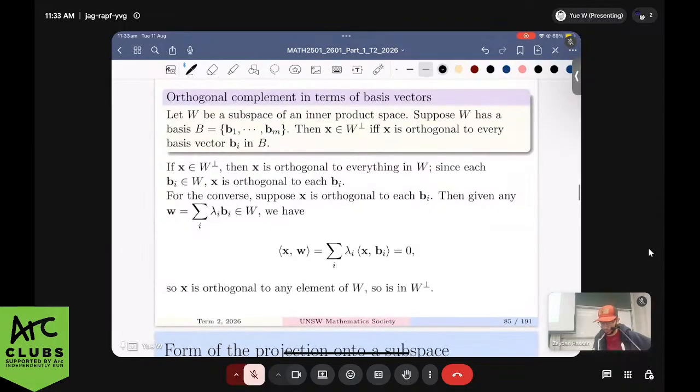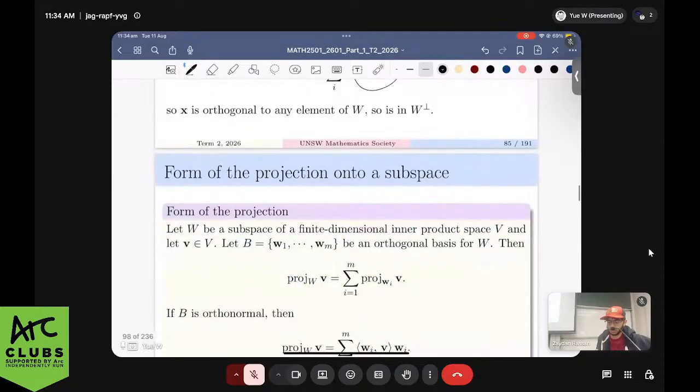So yeah, let's see the proof. To prove something's in W perp, we need to prove it's orthogonal to any W. Here we have a basis, so you can write any arbitrary W in terms of the basis. And then you apply this, you get the inner product of X with the sum of lambda i times bi. Sorry, this is meant to be lambda i bi. And then you take the sum out. And because X is orthogonal to each of the basis vectors, each of these terms is 0. And you get X inner product W is 0 for any W, so it's in W perp.